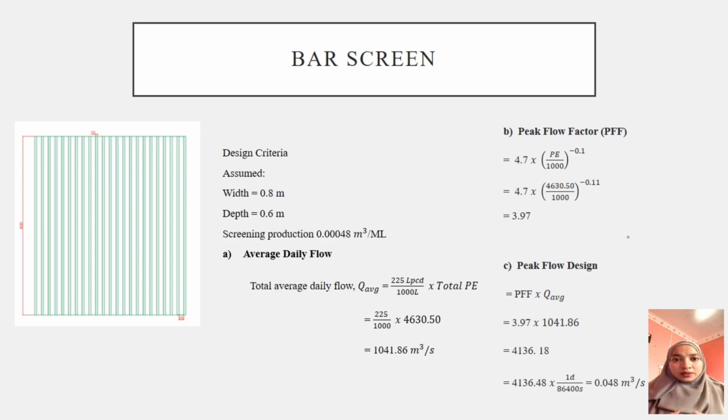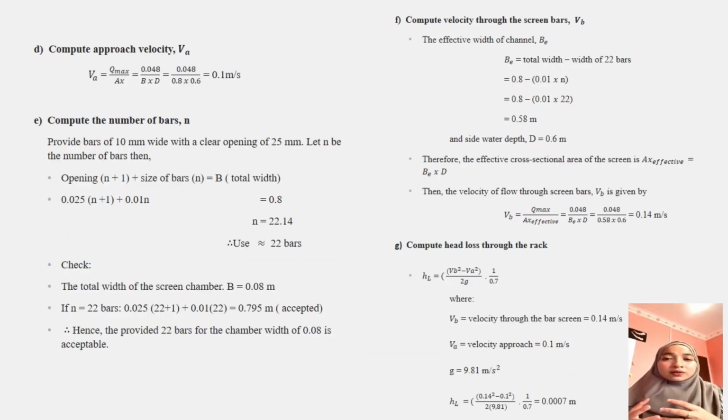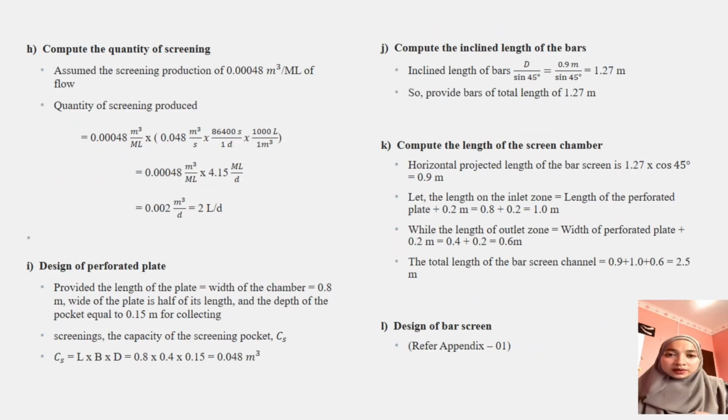For the design of the bar screen, firstly we need to find the value of average daily flow, peak flow factor and peak flow design. Based on the given criteria to design the bar screen, we need to calculate the approach velocity, the number of bars, the velocity through the screen bar and the head loss through the rack. Then we can get the quantity of screening. After that, to know the value of the bar screen, we need to design the perforated plate and compute the inclined length of the bars. Lastly, from all calculations, we will get the length of the screen chamber, which is 2.5 meter.